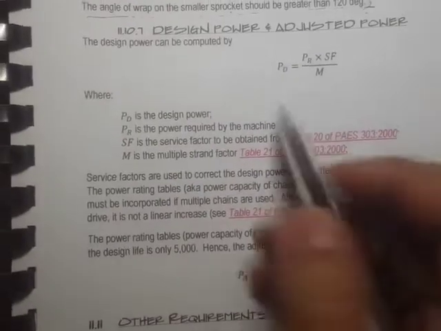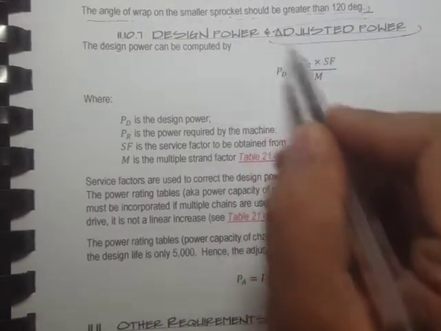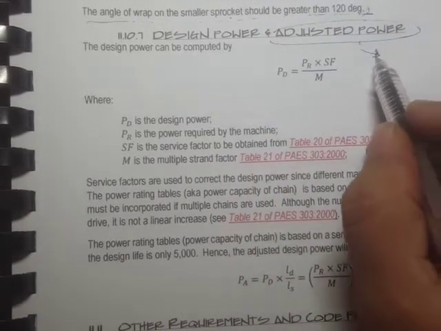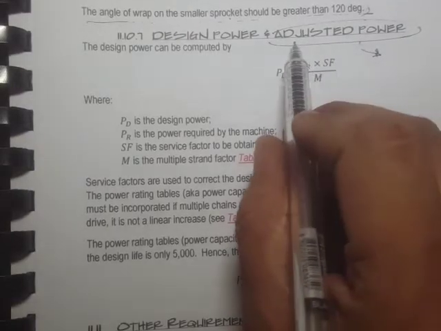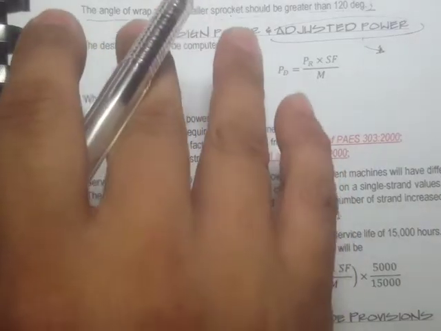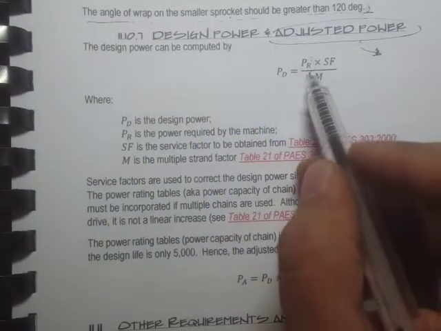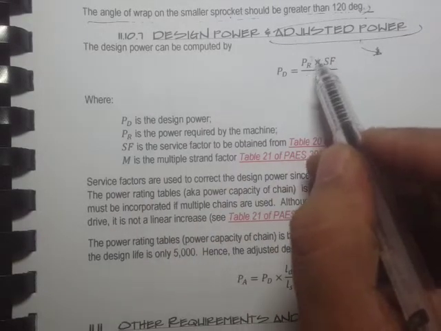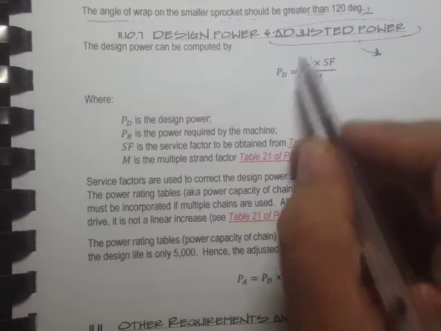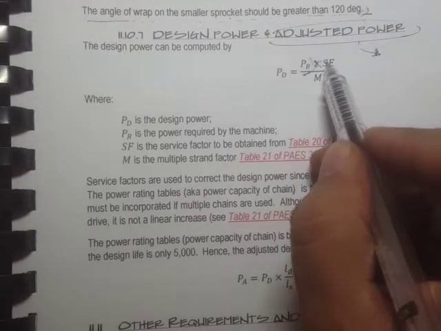Okay, so for the design power and adjusted power, here's our new term that we encountered. We didn't encounter this in the belt drives. What it says is that the design power, we already know that's just simply the rated power, but this time this is more on the required power of the machine. Okay, required power of the machine times the service factor.